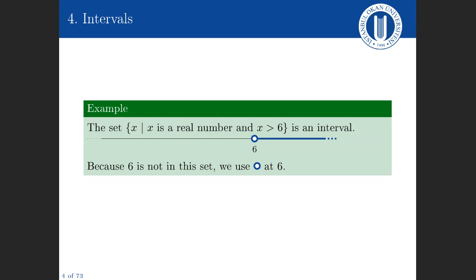For example, the set of numbers x such that, remember this vertical line means such that, x is a real number and x is strictly greater than 6. I've tried to draw a picture of this interval. It starts at 6 and it goes all of the way to infinity. This is an interval because there's at least two numbers in the set and there aren't any holes inside it. Before I go on, note that the number 6 is not in the set because 6 is not greater than 6. To show that the ending, 6, is not in the set, we use an open circle at 6.